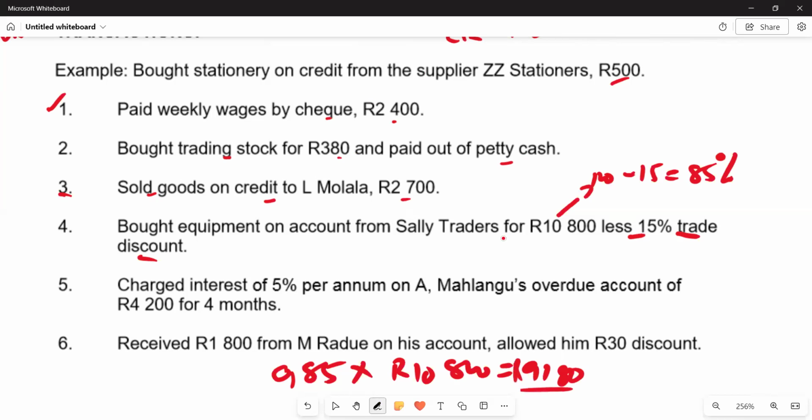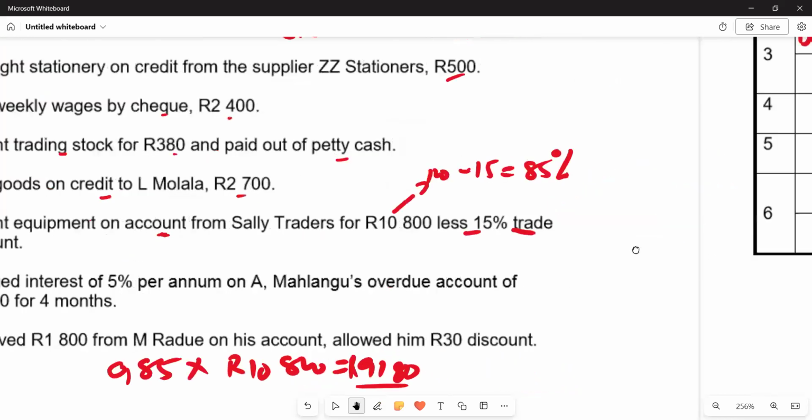So on double entry, we are buying equipment, we are receiving equipment in our business. So obviously we are going to debit our equipment account. Equipment is a non-current asset account. It's an asset account. And then it's on credit. It's on account, which means it's on credit. When they say on account, it means that it's on credit. So it means we are going to credit the creditor's account, because there's no cash or a check or a bank movement there. So that is the double entry. So we can go there. And we know that the source document obviously is going to be an invoice again, since it's on credit.